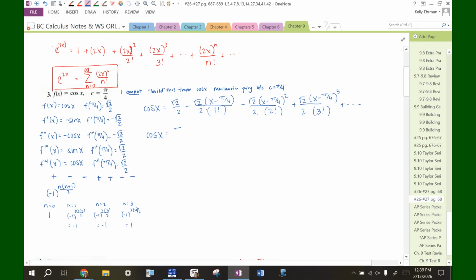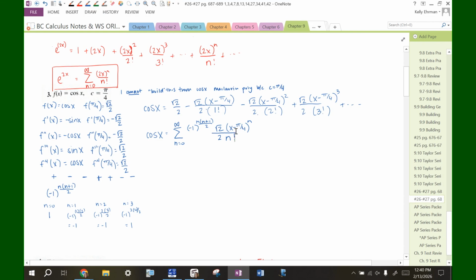write the series. So our series goes from 0 to infinity because I started at 0 when I was checking this pattern. This negative 1 expression needs to be here to generate the correct odd and even powers of negative 1, so to get the correct signs. Every term has a radical 2 over 2. Every term has an x minus pi over 4, and it is to the n power, right? To the 0, to the first, the second, third, and they're all over n factorial.